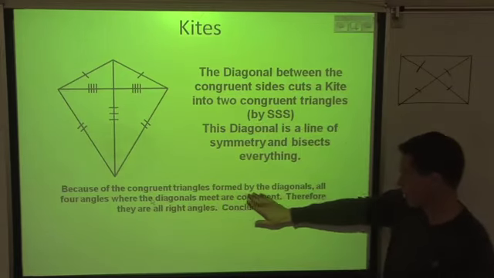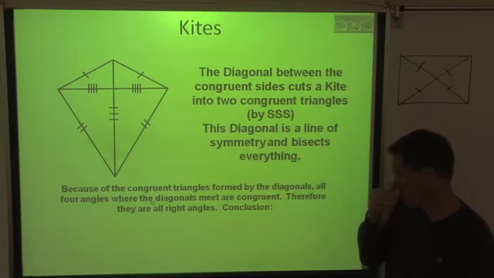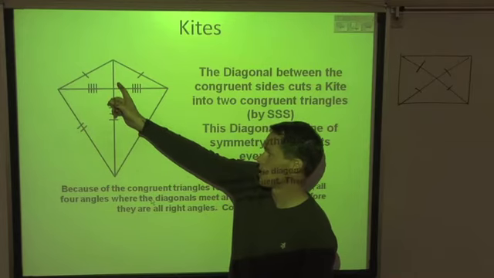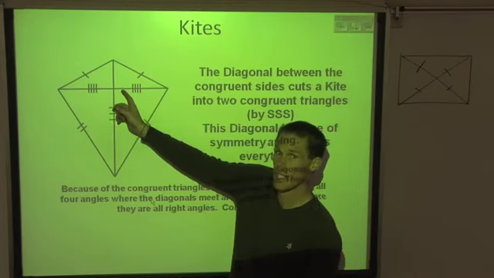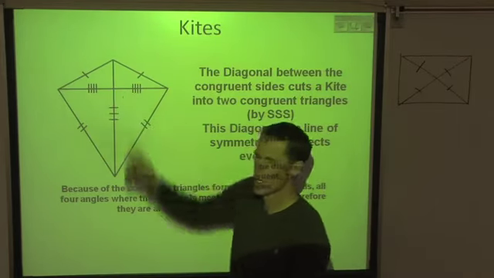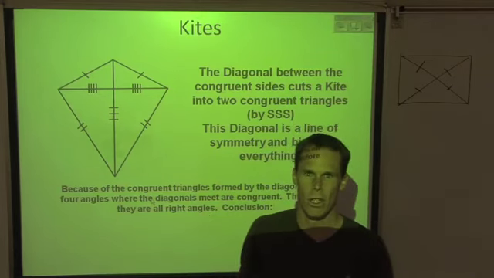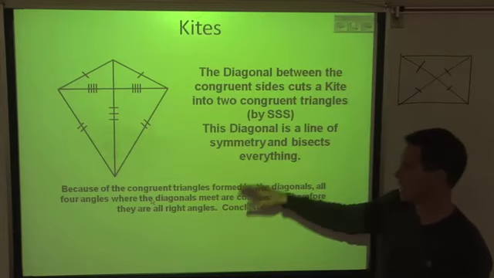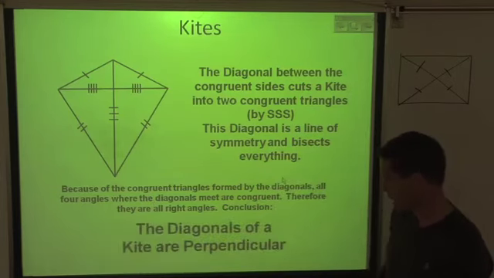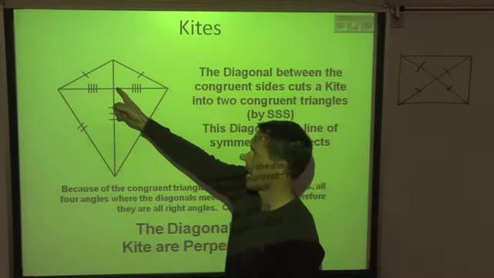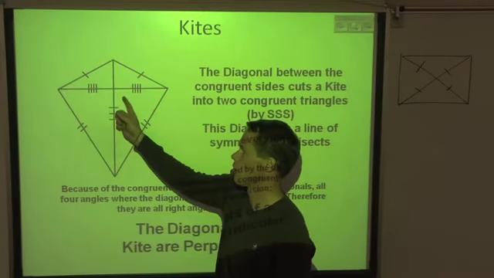So, because of those congruent triangles formed by the diagonals, all 4 of these angles have to be exactly the same. That's the same as this one's vertical to this one's the same as this one. And when we have 4 angles all exactly the same, 360 divided by 4 equals 90. These are right angles. And so now our conclusion is the diagonals of a kite are perpendicular. You should be marking the right angle box into this picture now for all 4 of these angles.